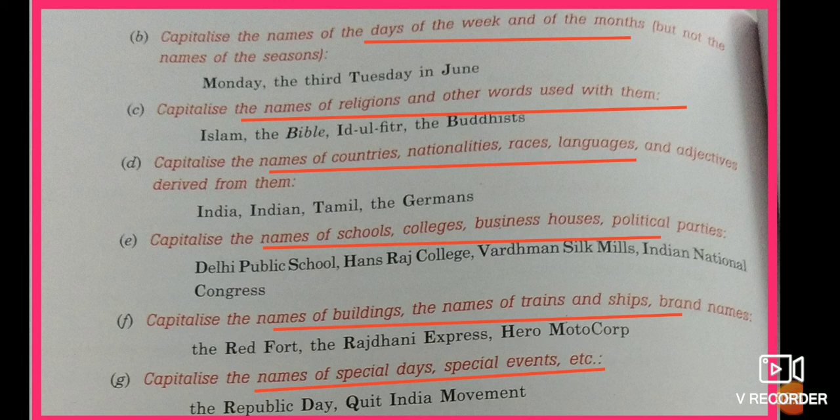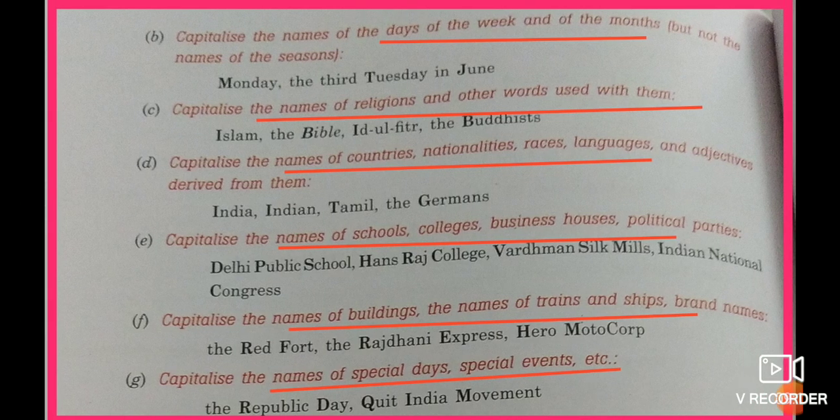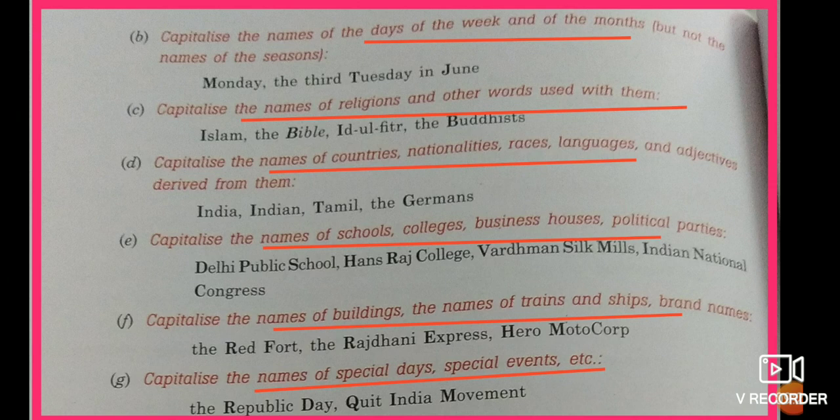Names of months are also written with first letter capital, but we will never write the names of the seasons capital, like spring, autumn, winter. These are the names of the seasons. We will never capitalize the first letter of these words. Next, capitalize the names of religions and other words used with them. Capitalize the names of countries, nationalities, races, languages and adjectives derived from them, like India. It is the name of a country, and Indian is an adjective formed from this name. So here, for India and Indian, in both we will write the first letter capital.